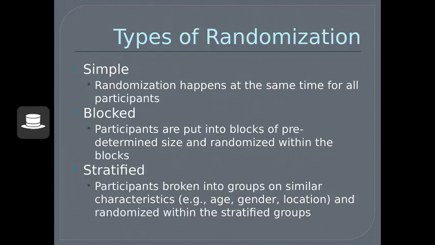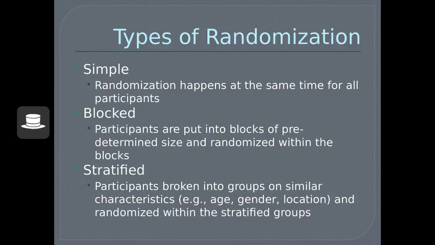The next type is a blocked design, and that's when participants are put into blocks of some size that's determined ahead of time, so 4 participants, 10 participants, whatever it is, and then the participants are randomized within those blocks. And that's commonly used if there's different segments of a group, if you're going to have a rolling enrollment and you don't want to wait until the end to get all of your subjects to randomize. You want to randomize along the way.